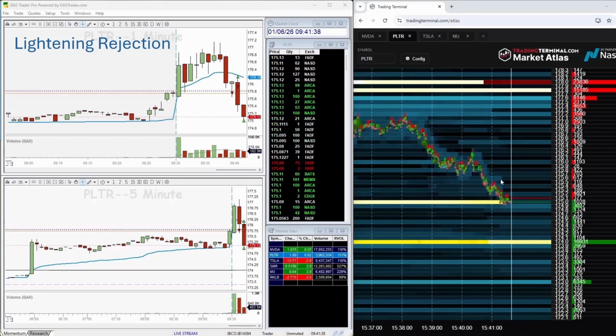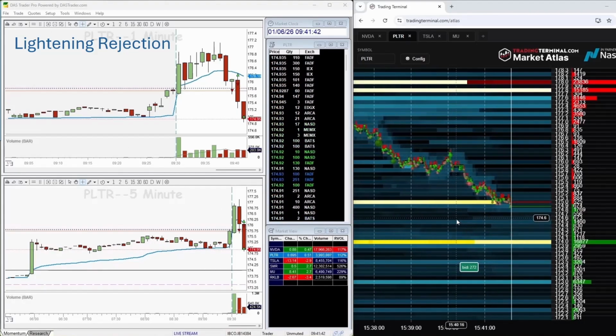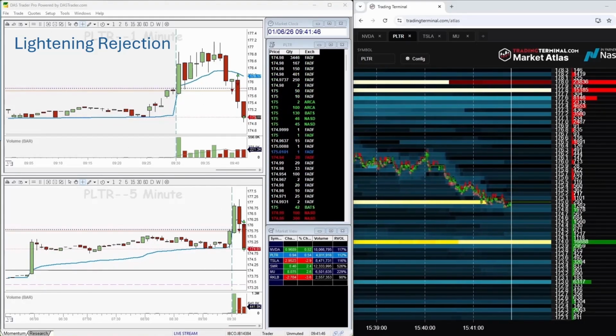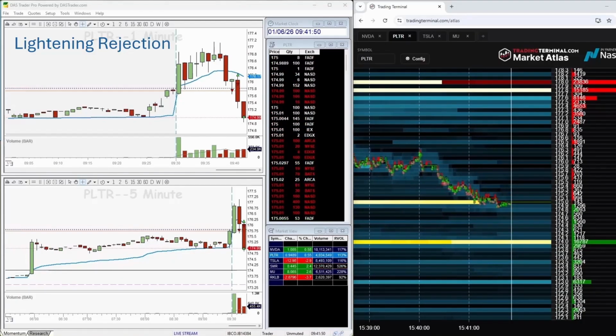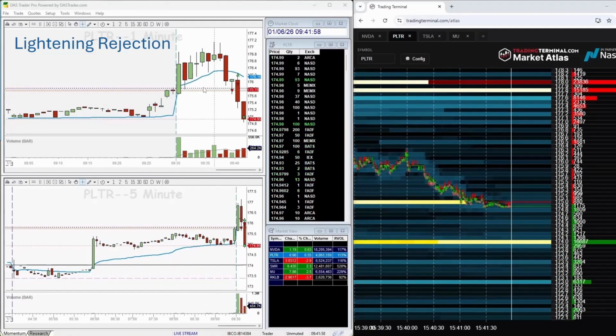I got about 75% of the way out on this one, and I've left 25% on to see if it could get down to 174. But again, I had seen those big orders to the top side.